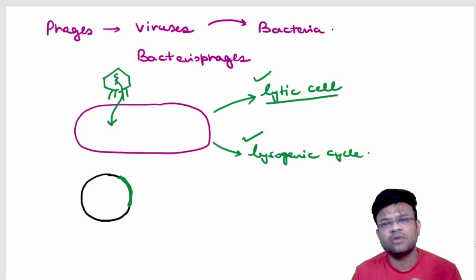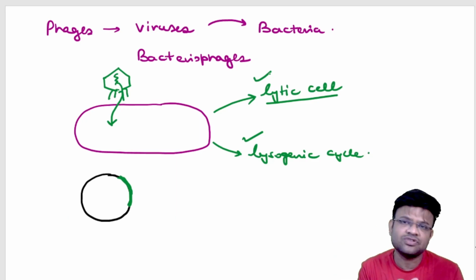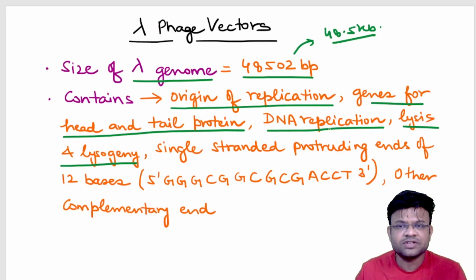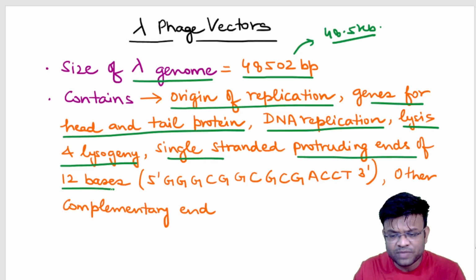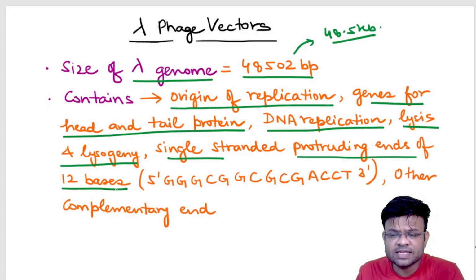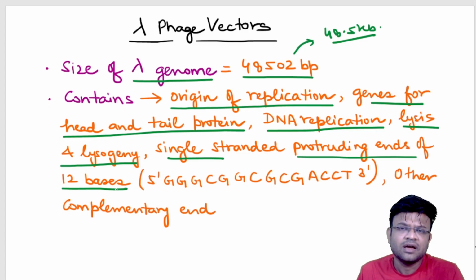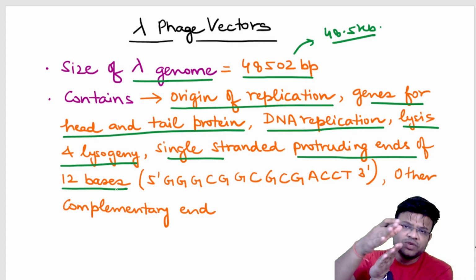I've already told you about the lytic cycle. Now there are specific genes inside the virus that can trigger the lytic cycle or the lysogenic cycle. So that is what I was saying: DNA replication genes, genes responsible for lysis and the lysogenic cycle. Apart from that, single stranded protruding ends of 12 bases are also present. Now, what do I mean when I say single-stranded protruding ends? I want to say that these ends will not be base paired with the other strand.